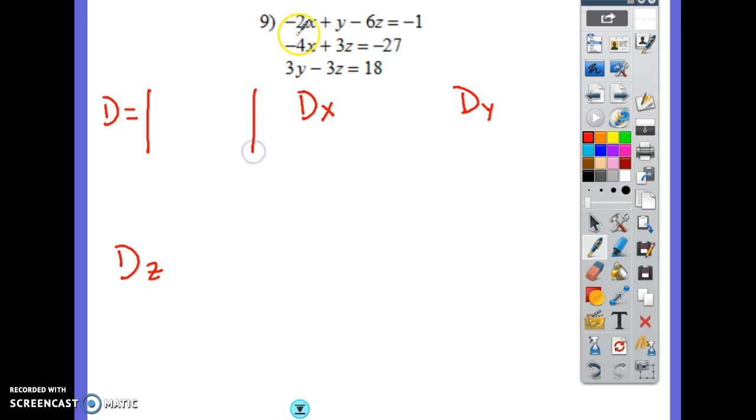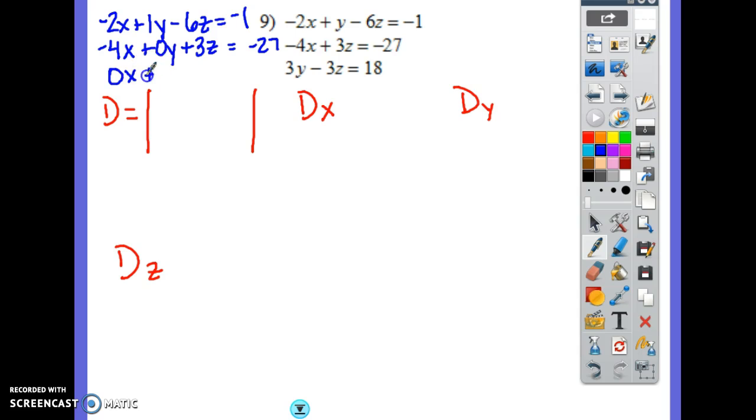So my coefficient matrix just comes from the coefficients of my variables, but I need to do some rearranging because now I don't have x's lined up, y's lined up, z's lined up. So I'm going to rewrite this system with everything in place. So negative 2x plus 1y minus 6z equals negative 1. Negative 4x, but I'm missing a y, so I have to hold the spot with a plus 0y, plus 3z equals negative 27. I'm missing an x, so I have to hold the spot with 0x plus 3y minus 3z equals 18. So now everything's in the order it needs to be in.